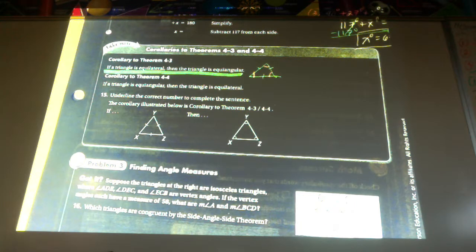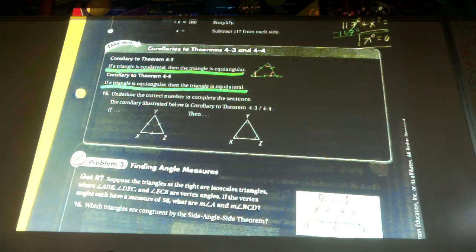Aren't those converses of each other? So they're really saying the same thing. You use one versus the other depending upon what you've been given. So if I've been given three congruent sides, my conclusion is I have three congruent angles. If I've been given three congruent angles, my conclusion is I have three congruent sides. So it just depends on what you've been given.